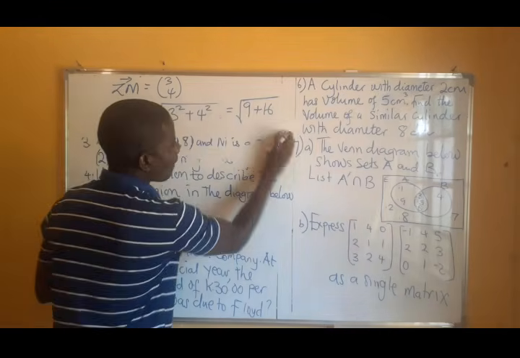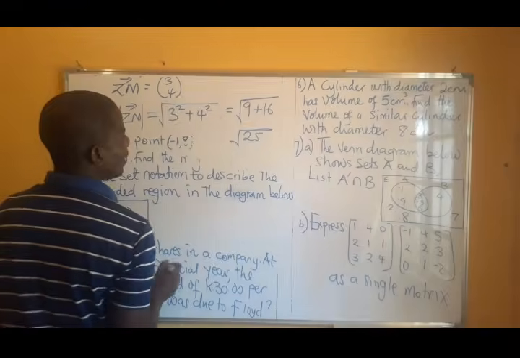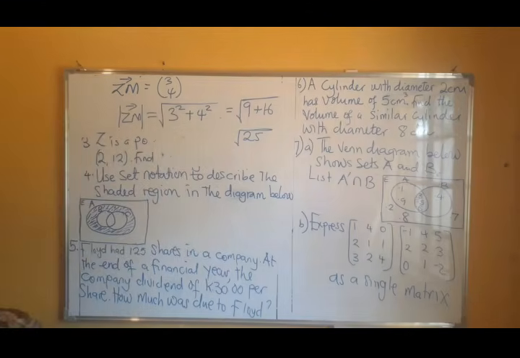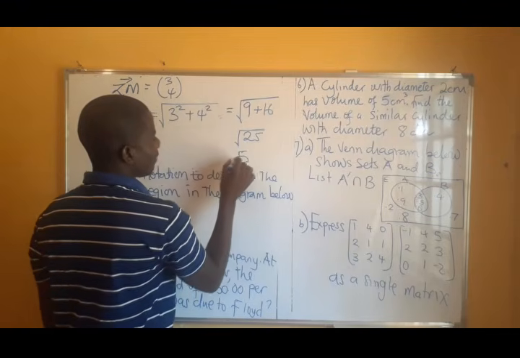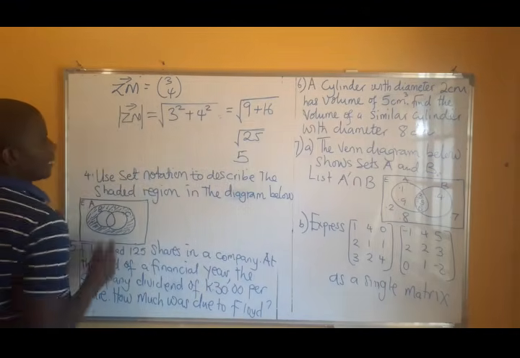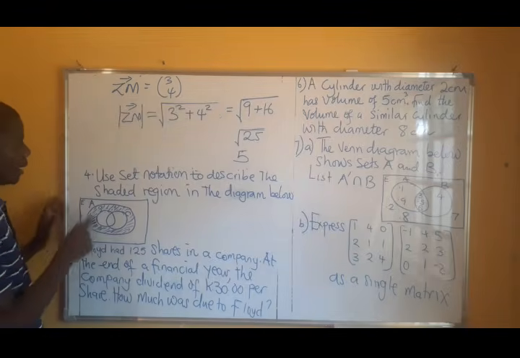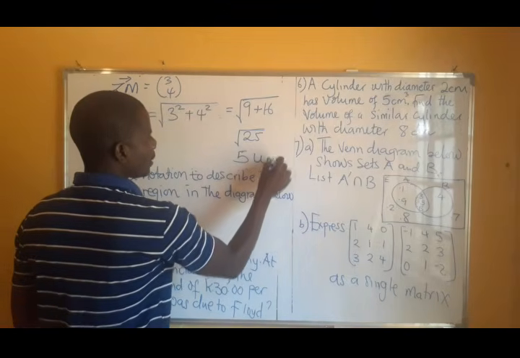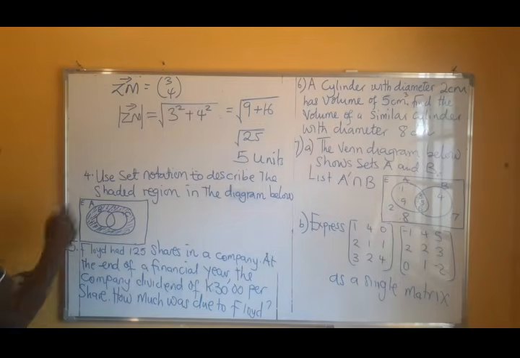When you add these two, what do you get? You are getting 25. So the square root of 25 is 5. So this is the magnitude of ZM. We should take note here that this is supposed to be in units, because magnitude is like we're talking about distance. So we come to question 4.